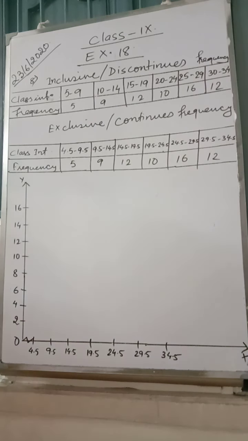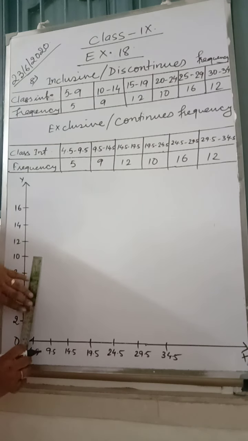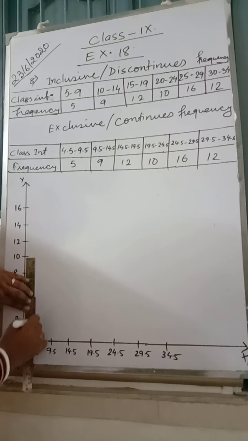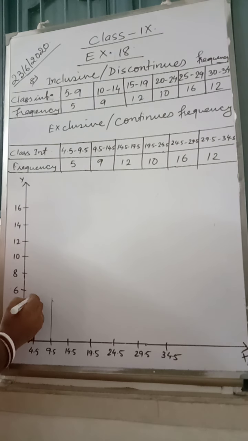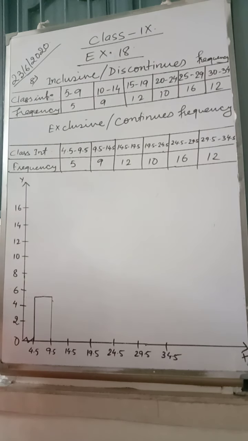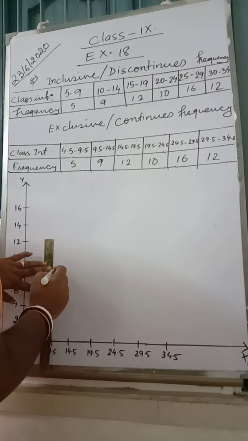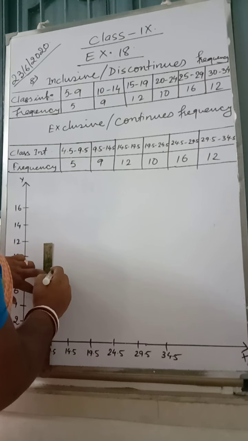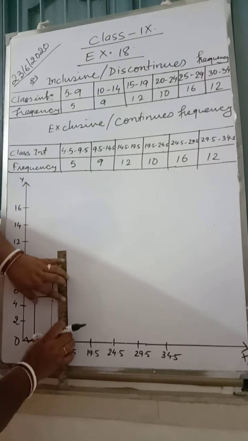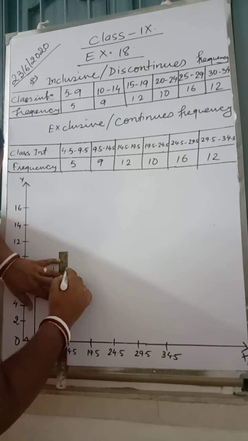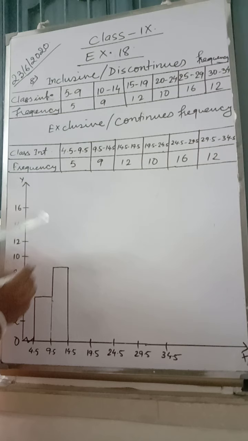Now this is 5 we have, so that will be between 4 and 6. So this will be 5. Next we have 9, so that will be between 8 and 10. So this will go up to 9. Clear? So we will be drawing up to 9, between 8 and 10.